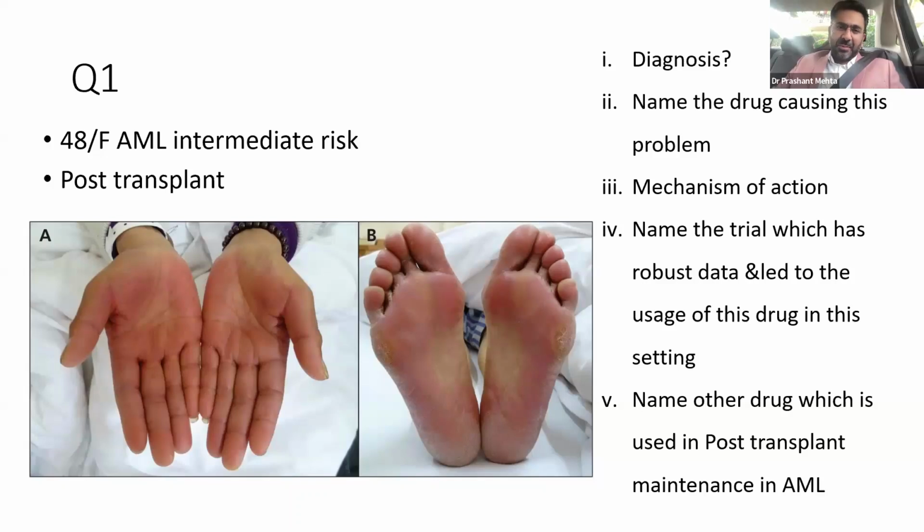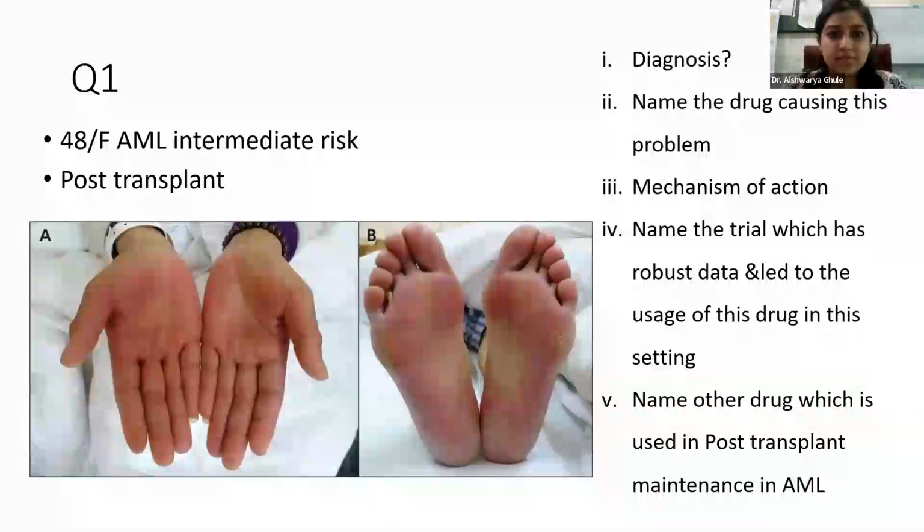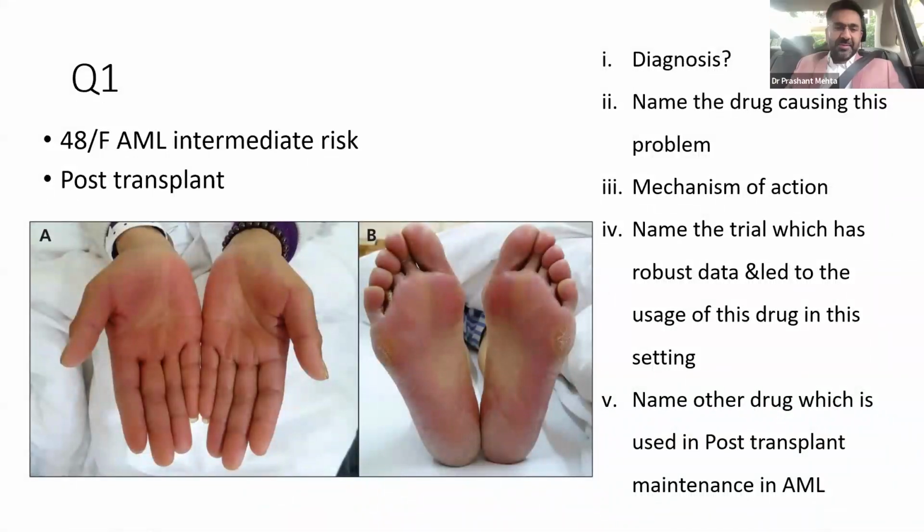What is the drug with the most robust data for post-allo maintenance? Let me ask this way: the most robust randomized data in all comers, irrespective of the mutation status. Venetoclax, sir. Okay. Let's move to the next slide and let's see the answers now.